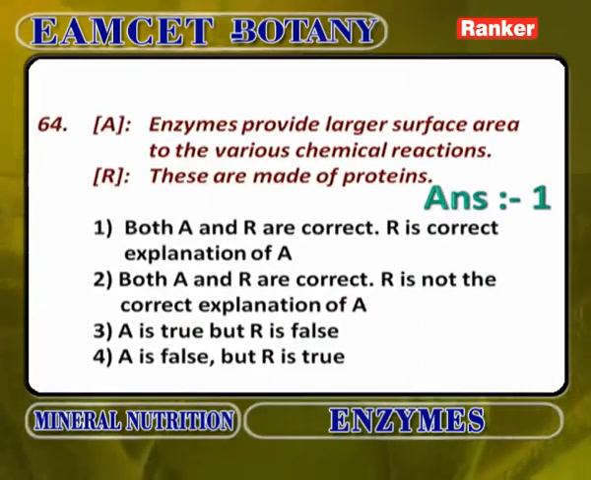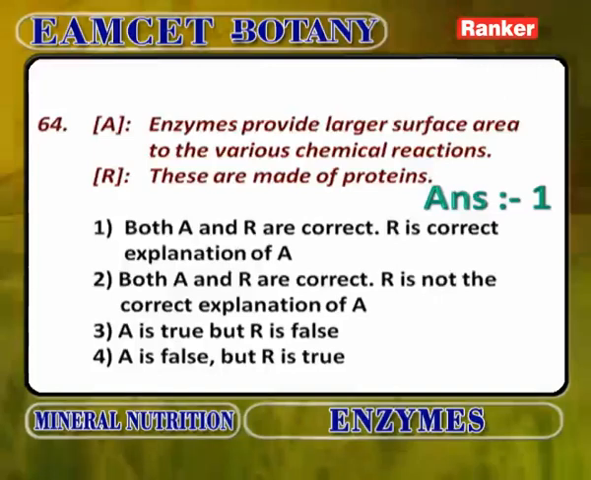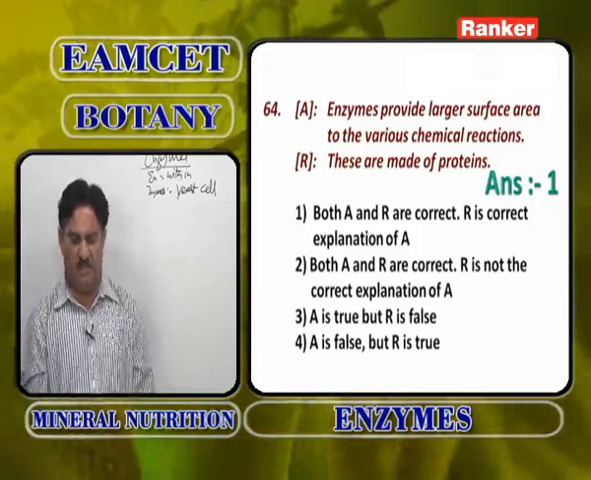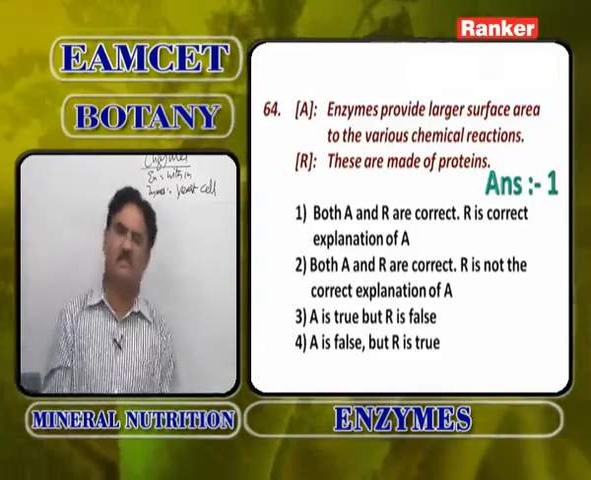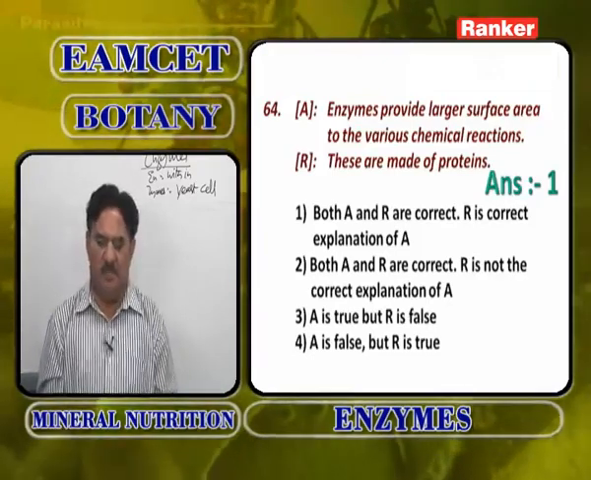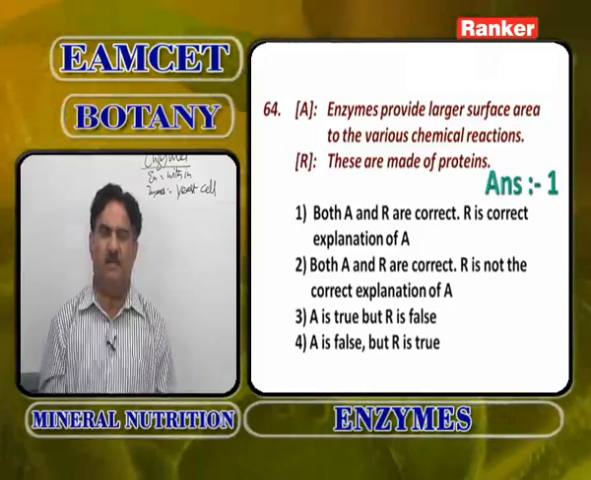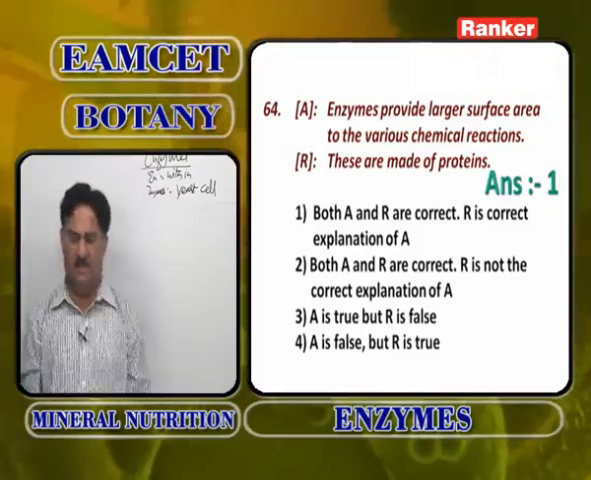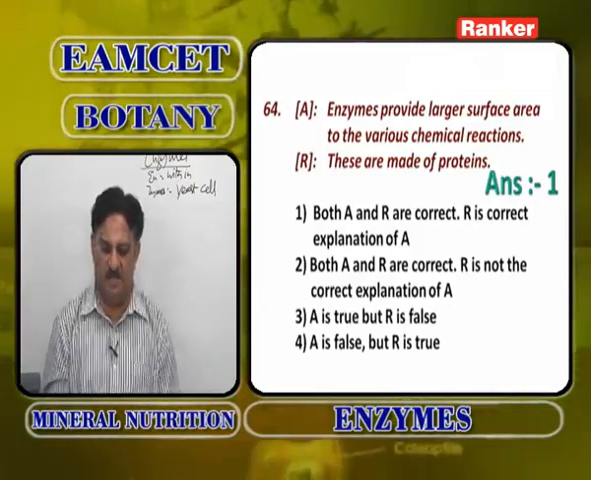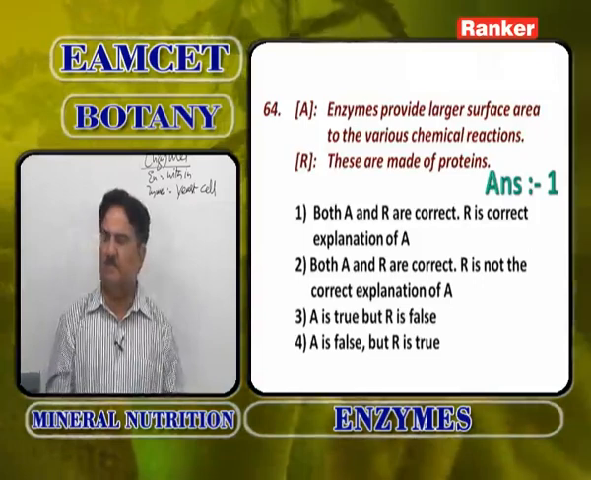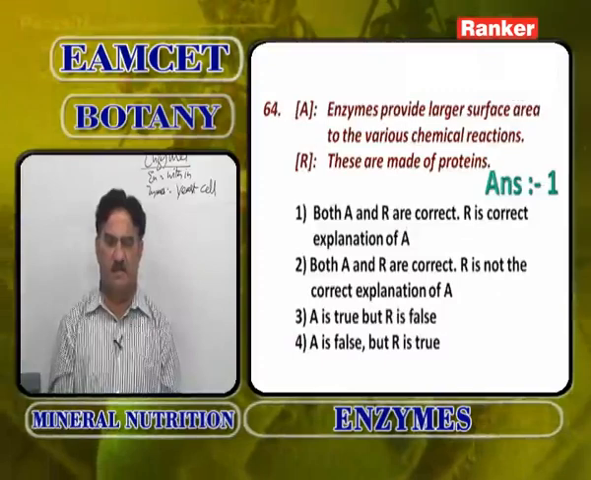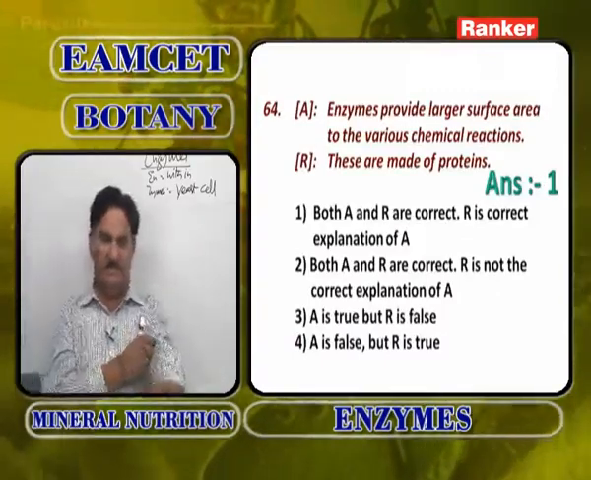Enzymes provide larger surface area for various chemical reactions. Definitely. Enzymes are basically made up of proteins. So because they are made up of proteins, they have the capacity of providing larger surface area to the various chemical reactions. So enzymes provide larger surface area to the various chemical reactions is correct. Why? Because they are basically made up of proteins. Without enzymes, chemical reactions will become slow. Enzymes control a special energy called activation energy.